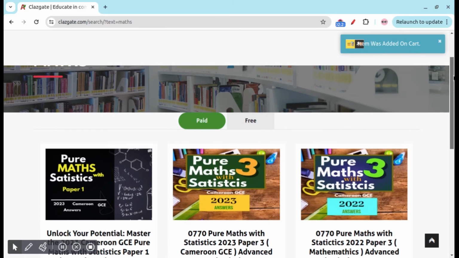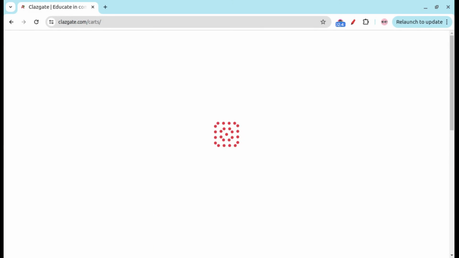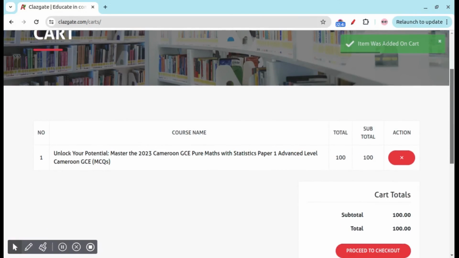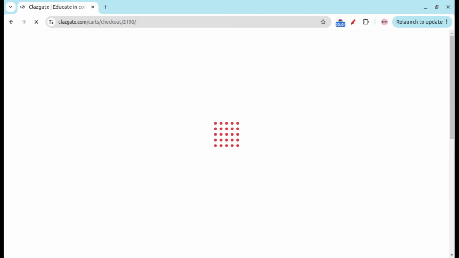After adding to cart, you can click that blue icon that just popped out right there to go and pay, or you can also click the cart icon. This is the cart icon. Click on it. We have clicked the cart icon and we are waiting, and yes, this is what is in our cart: Cameroon GCE 2023 pure maths with statistics paper 1 advanced level solutions MCQs, and it's 100 francs. So the total we're paying is 100 francs, no charges. Just proceed to checkout. Click the proceed to checkout button like I have done.